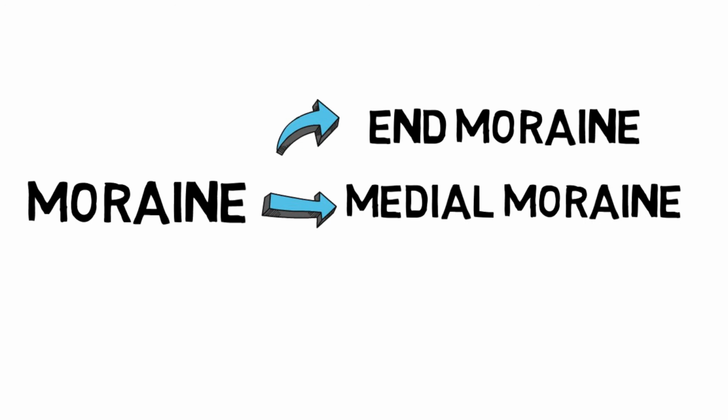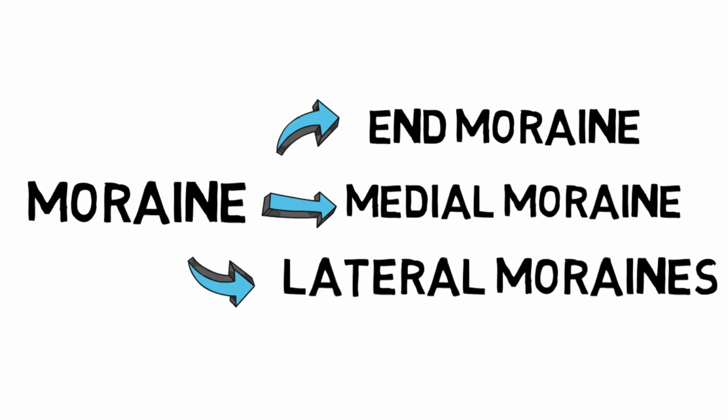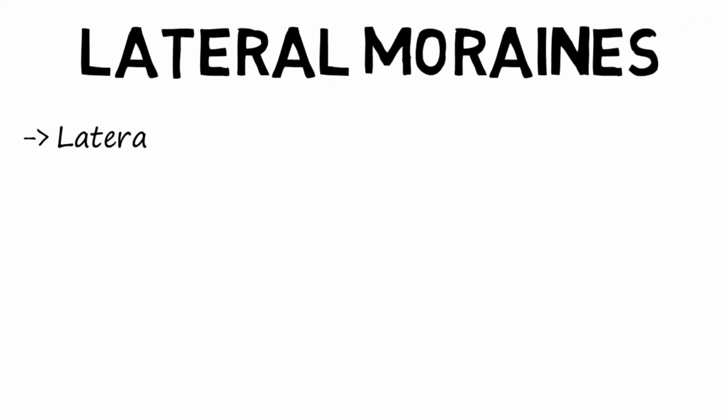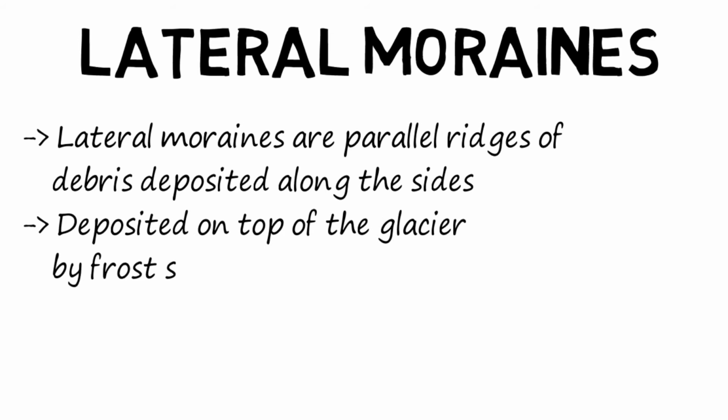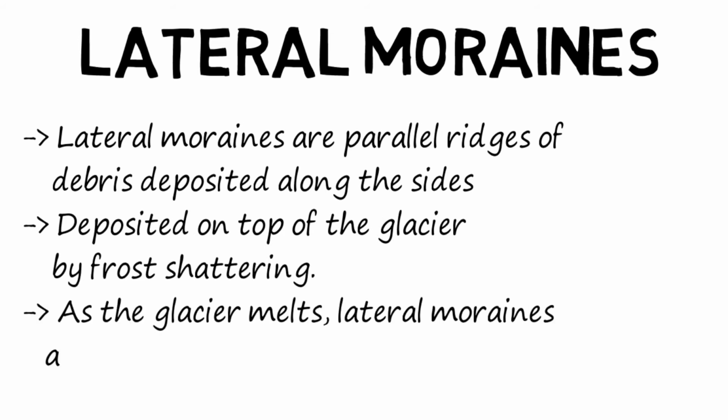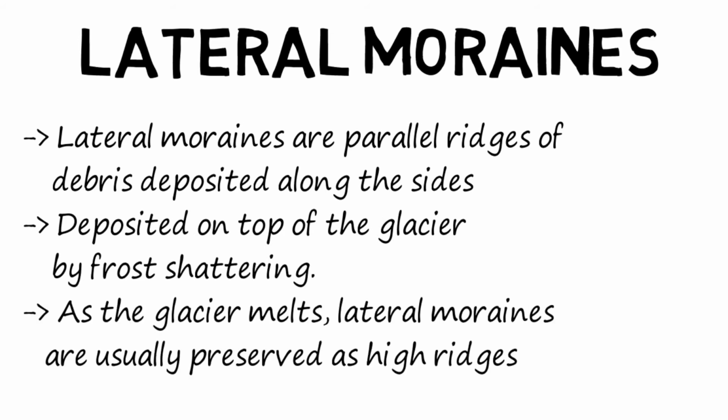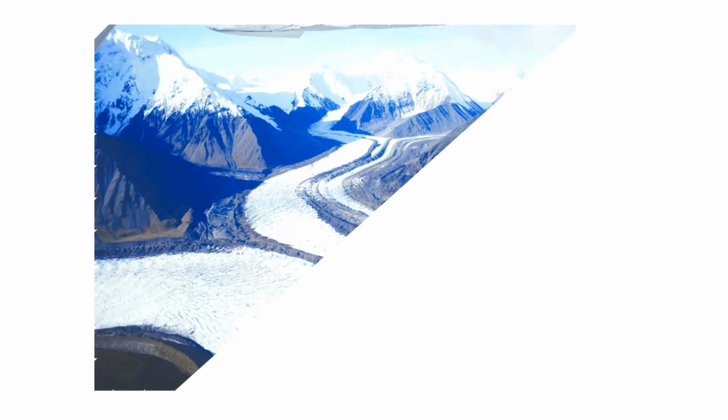So, basically there are three types of moraine. Three of them are end moraine, medial moraine, lateral moraine. Now, let's start with the lateral moraines. Lateral moraines are parallel ridges of debris deposited along the sides, deposited on top of the glacier by frost shattering. As the glacier melts, lateral moraines are usually preserved as high ridges.